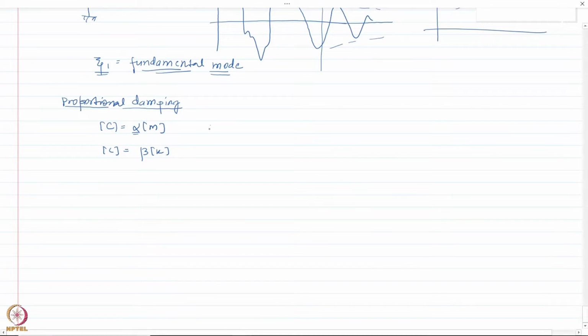The first approach is called mass proportional damping. The second approach is called stiffness proportional damping.